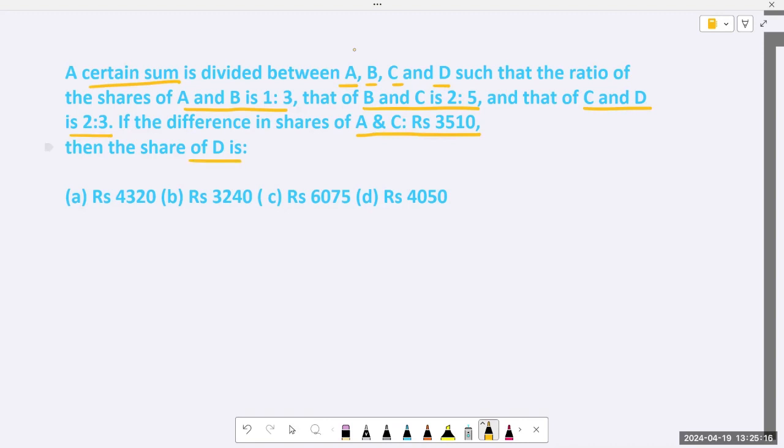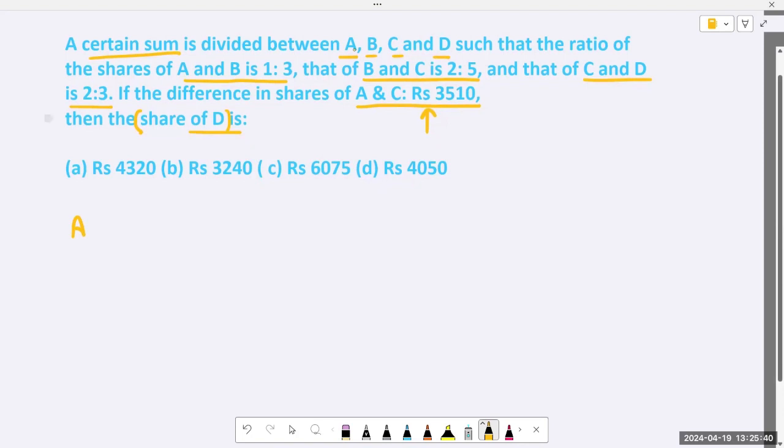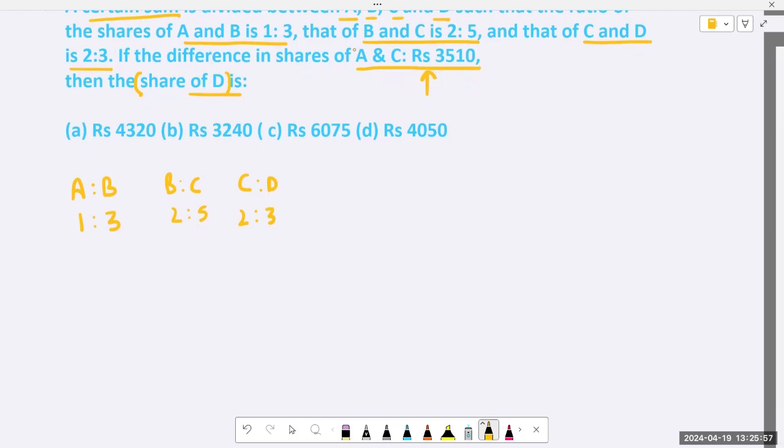Now, clearly, we can see that the question is asking us the ratio between A, B, C, and D collectively. Here it is given individually and in forms of pair. But what we need is the direct relationship between the four so as to calculate the share of D with the help of this particular value that is given to us. Following this, first we'll write this individually. That is, A ratio B is 1:3, B ratio C is 2:5, and C ratio D is 2:3.